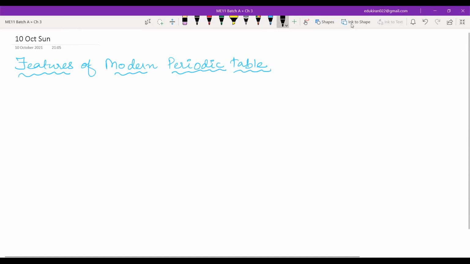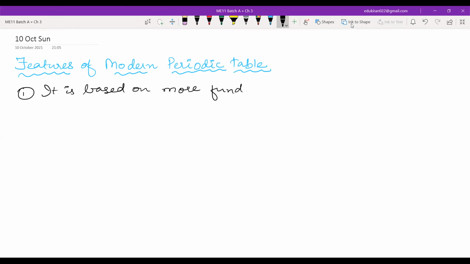Now, write the first feature. Write this with me, okay? It is based on more fundamental property, that is atomic number.